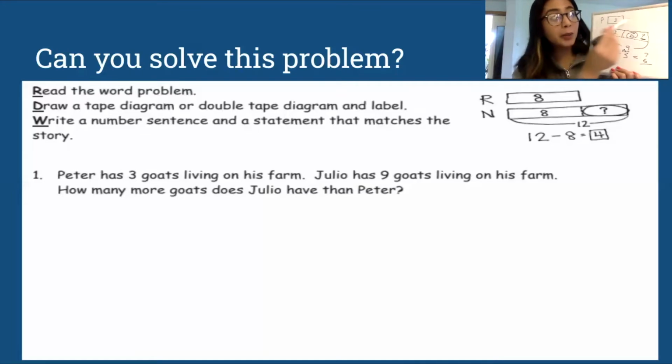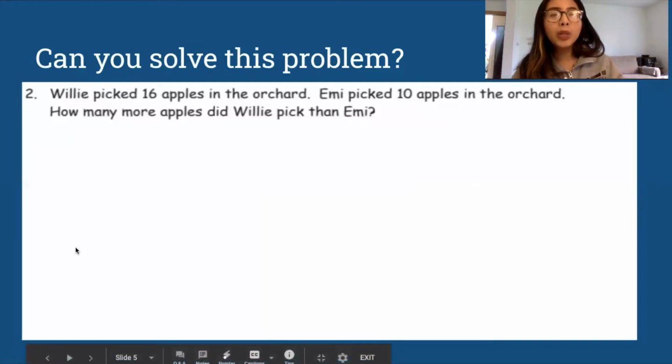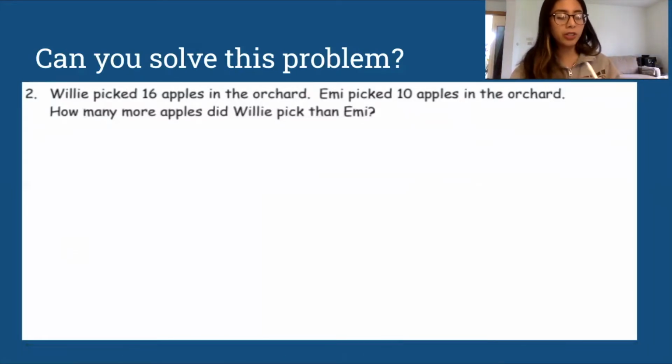All right, Kipsters, I hope that your work matched my work. Let's see if we can do this next one. Willie picked 16 apples in the orchard. Emmy picked 10 apples in the orchard. How many more apples did Willie pick than Emmy? So we can go ahead and draw this out on our screen. And you can go ahead and also pause the video if you want to solve this on your own first and then come back to check your work.